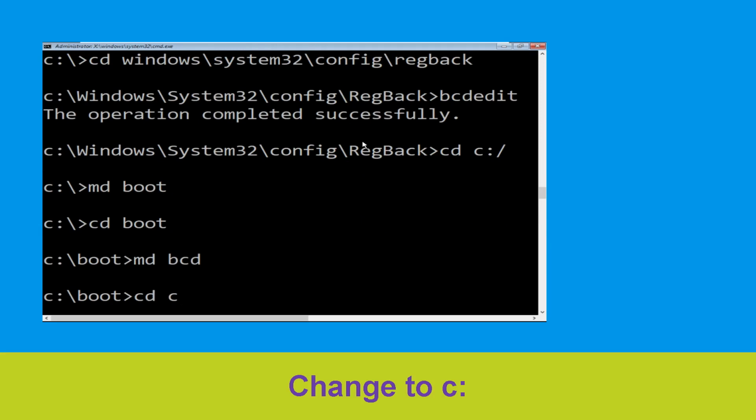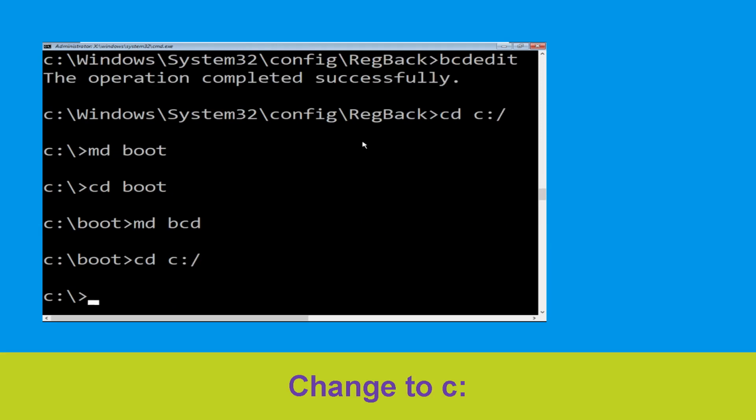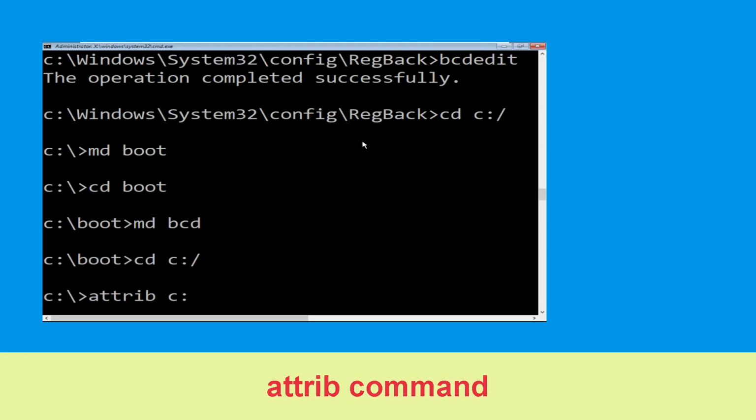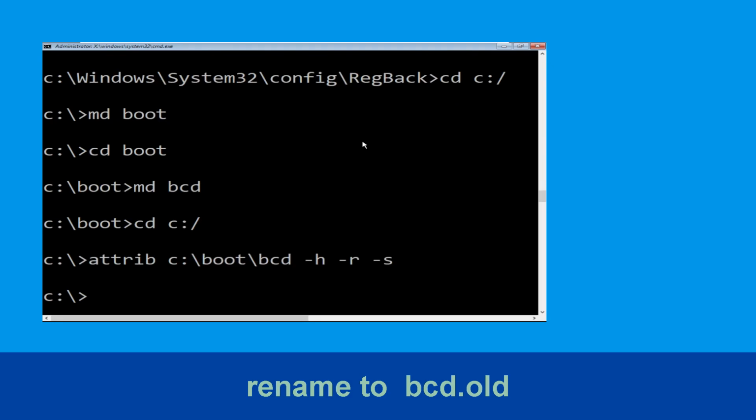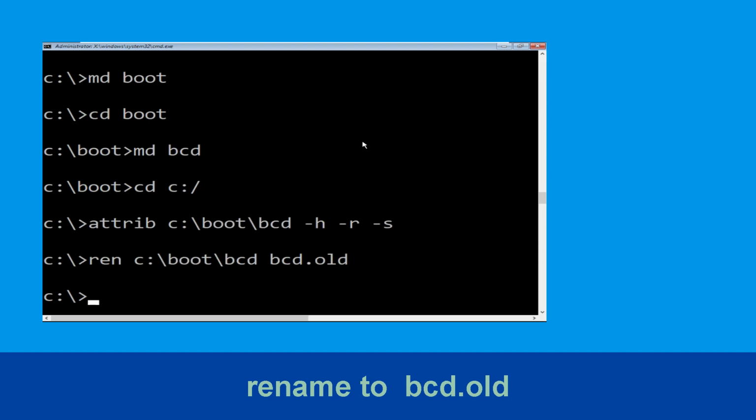Now type cd space c colon / and simply hit enter. Now type attrib space c colon -boot -bcd space -h space -r space -s and hit enter to execute. Now type run space c colon /boot /bcd space bcd.old then hit enter.